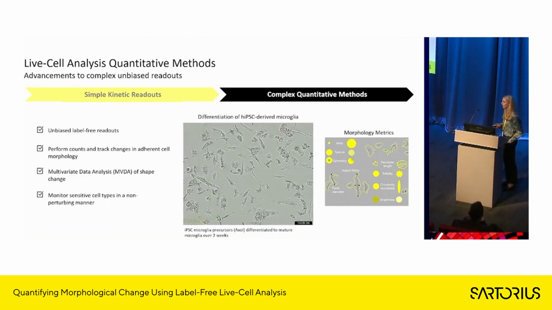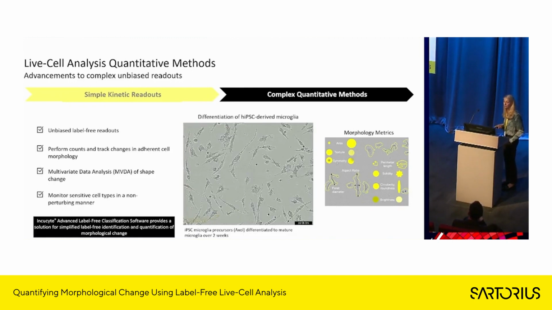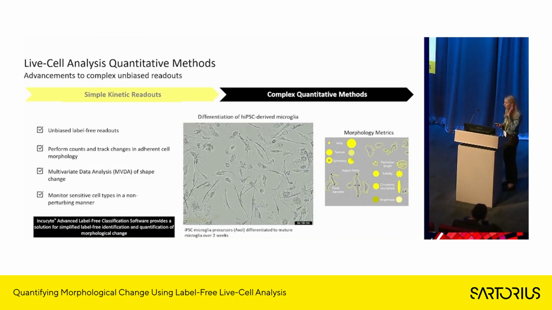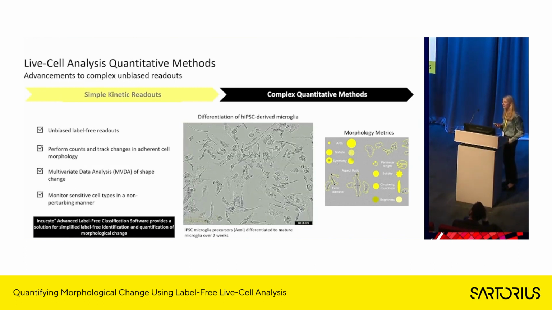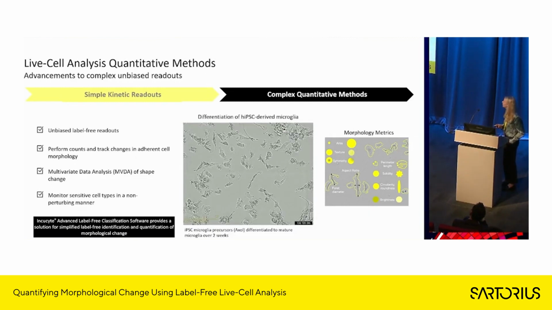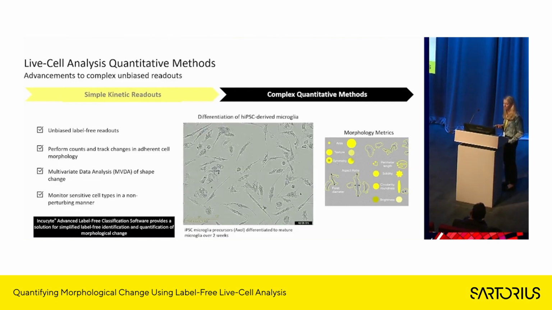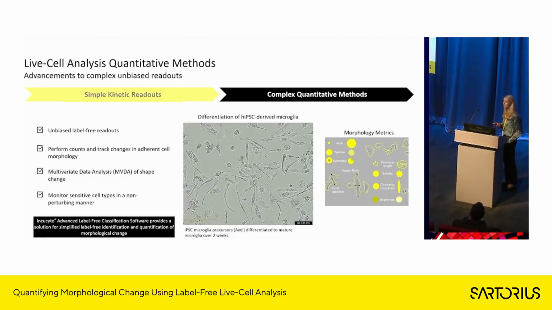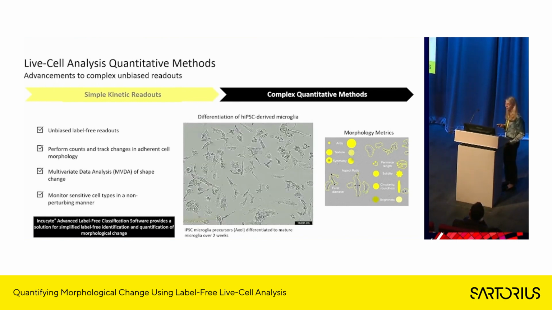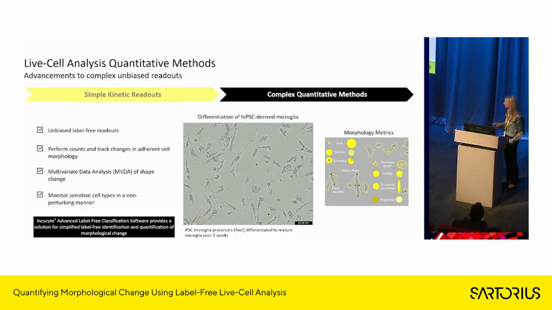This does sound quite complex, and therefore we have developed the IncuCyte Advanced Label-Free Classification software. This allows us to quantify cell morphology using more simplified methods. With this, two user-defined classes of cells with distinct morphologies can be identified and quantified over time. In the next couple of slides, I'll go through the workflow of this software and also present some of its applications.